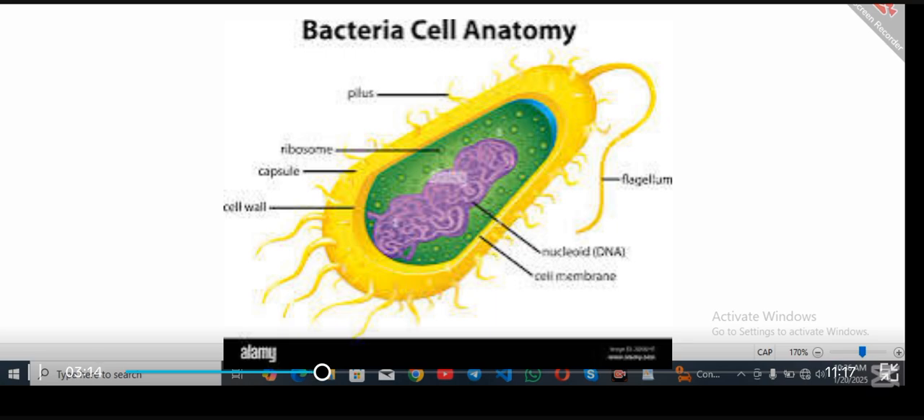So let's just go over the parts of a bacteria. Bacteria possesses a flagellum. It possesses DNA, cell wall, cell membrane, ribosomes, and plasmid.